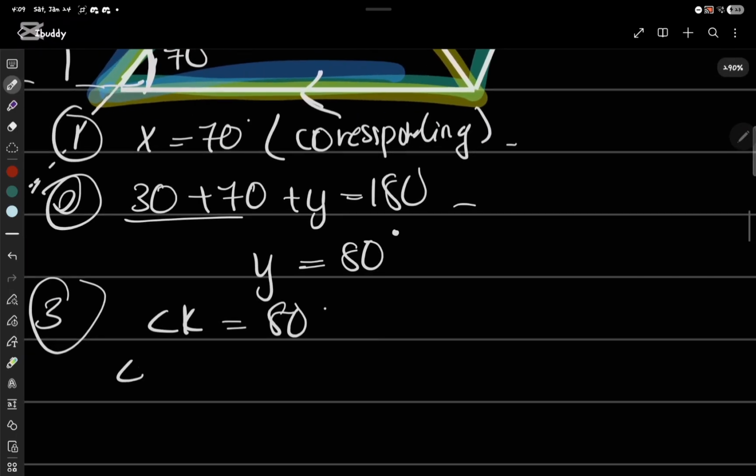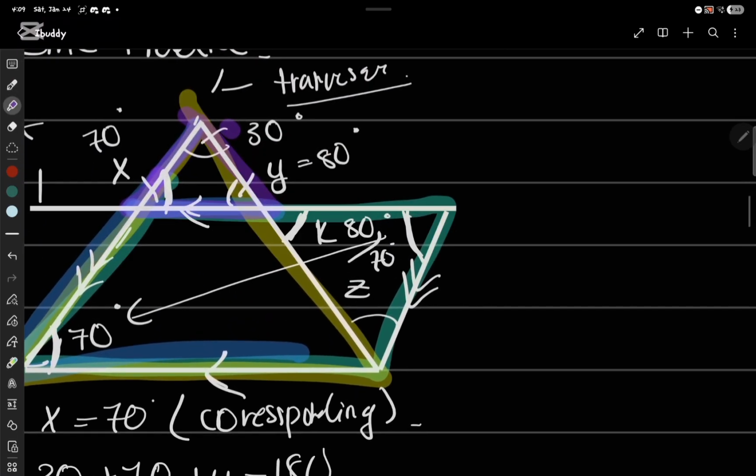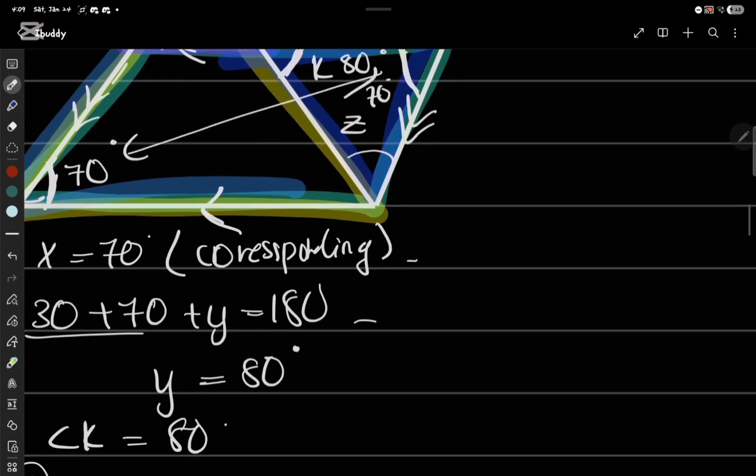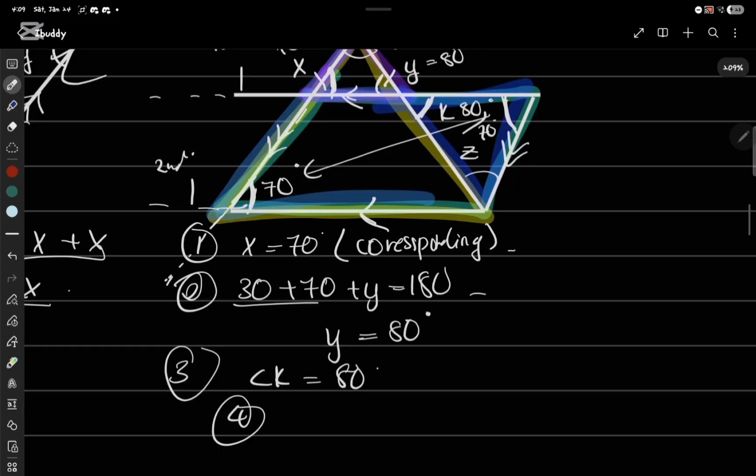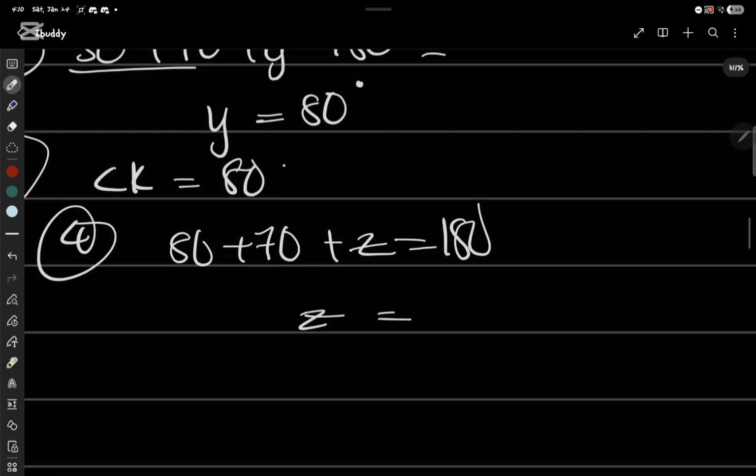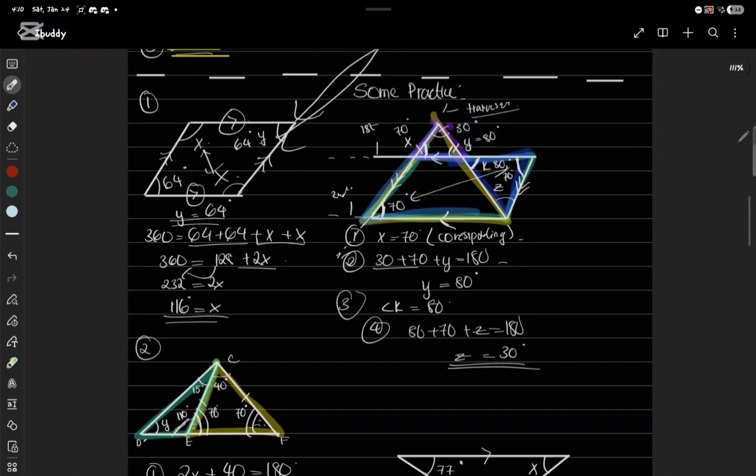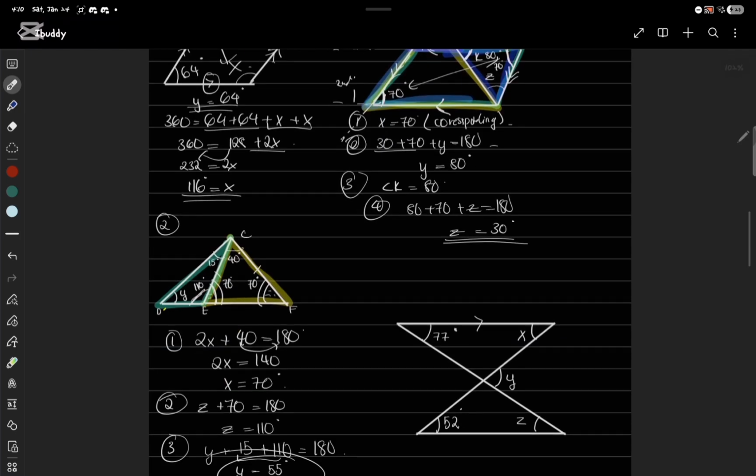Okay, so now you have another triangle. It's a lot of triangles. You have another triangle here, and you know that the interior angles of a triangle add up to 180. So you can say that 80 plus 70 plus z equals 180. You can solve for z by moving them over to the other side. So that will give you z equals 30 degrees. Boom. Okay. Last question.